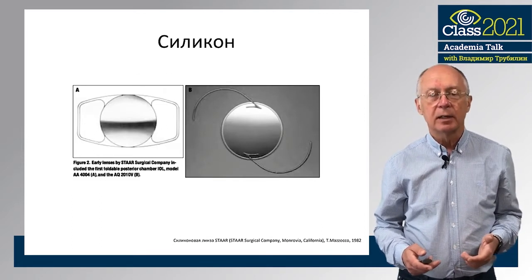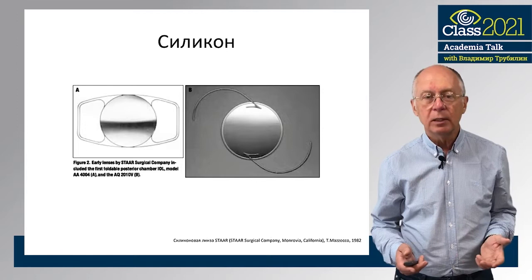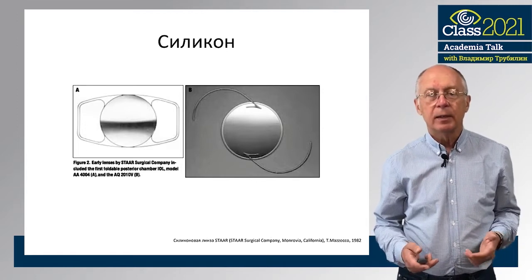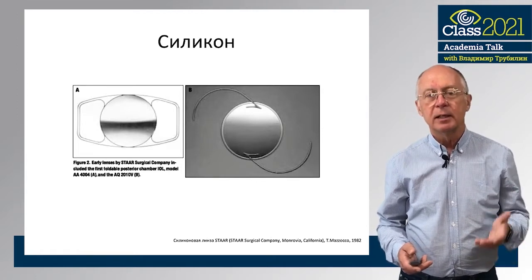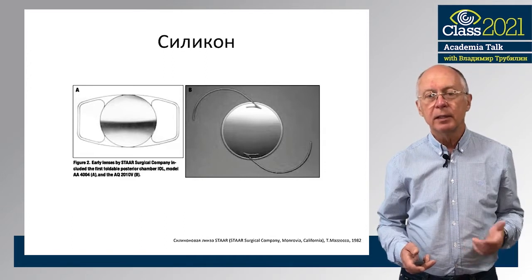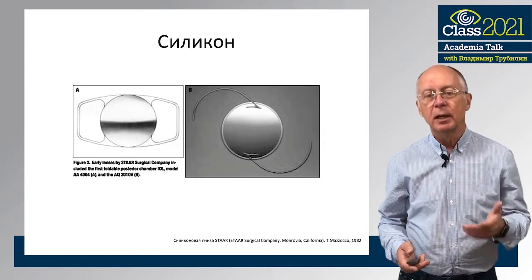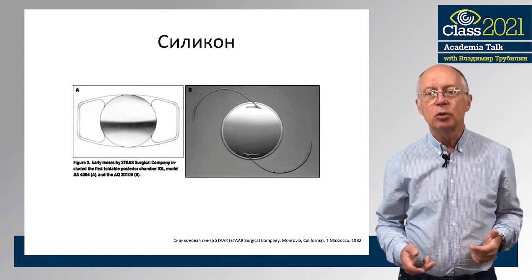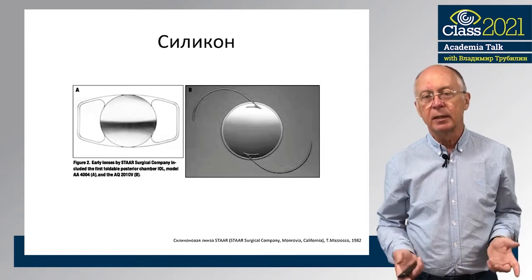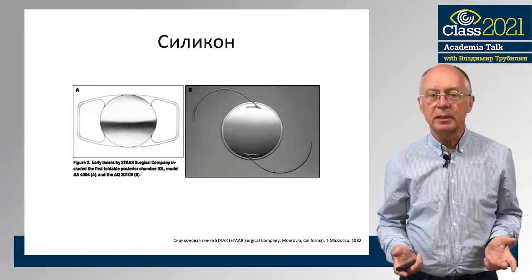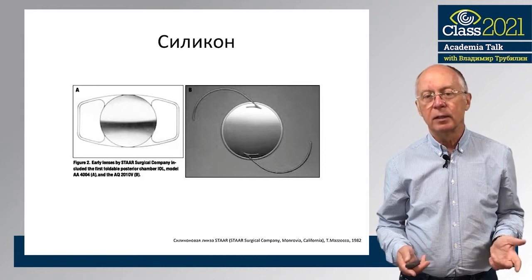This slide demonstrates the very first models of a silicon IOL. These are two models. One is the so-called plain haptic lens with a flat haptic, and the other is a three-part lens where the optical disc is made from silicon and the arms are made from a rigid material.